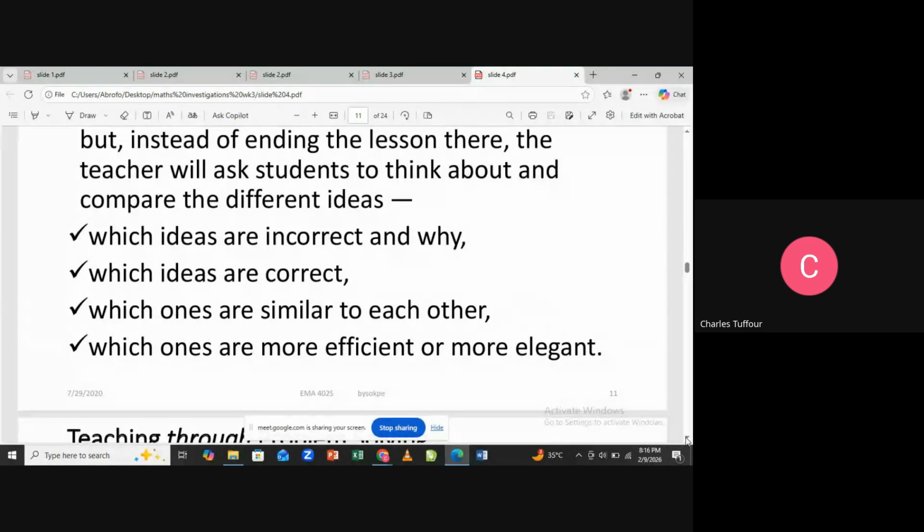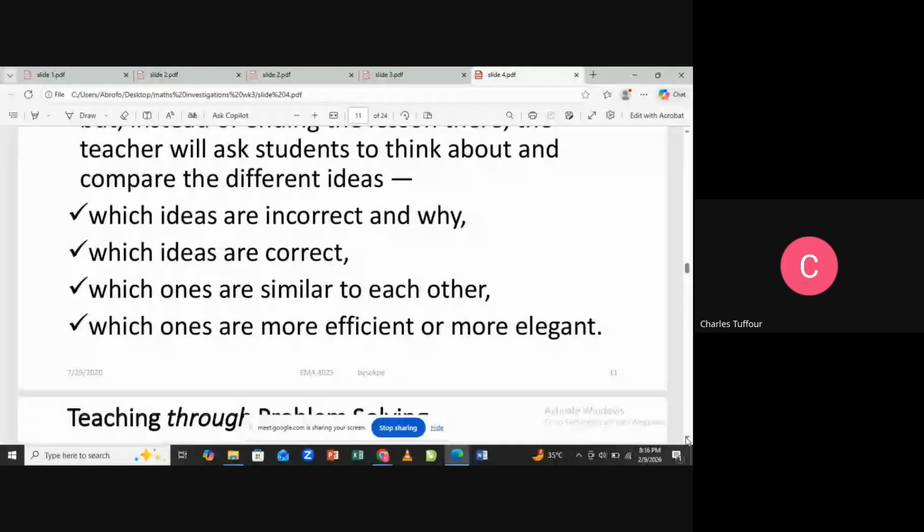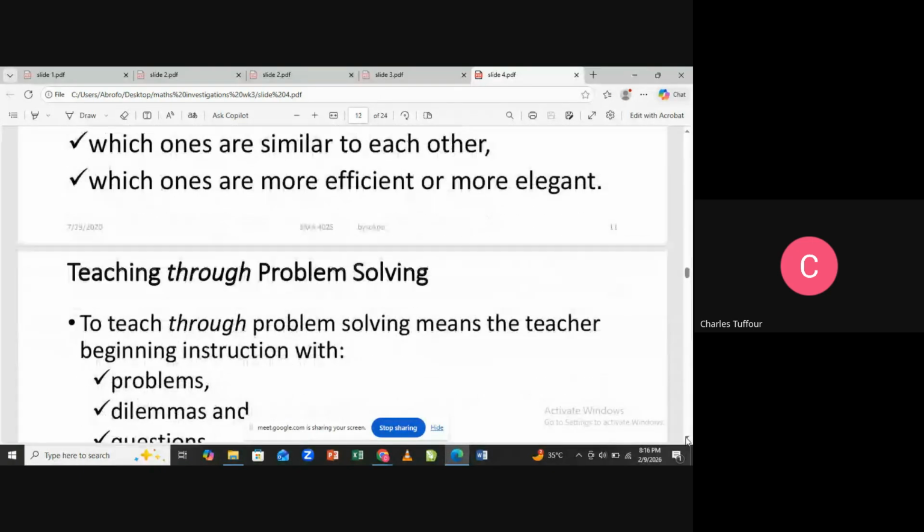Which ideas are incorrect and why? Teaching through problem solving, they can question their own solution. Why is it that this idea is correct? Why is it that this one is not correct? Which ideas are correct? Which ones are similar to each other? Which ones are more efficient and more elegant? You will meet a student and they will say, I have 3 methods. They all work, but I think the first one is faster.